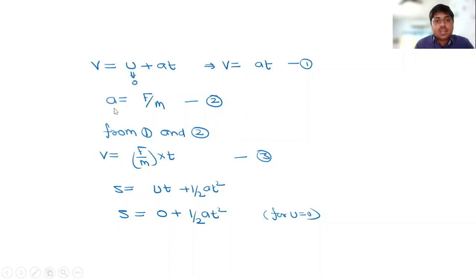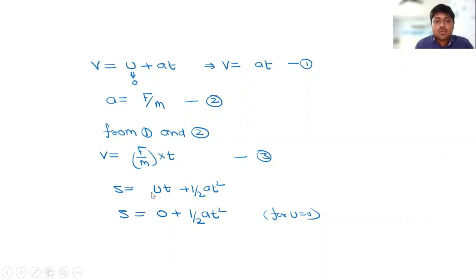For this, we can write a in terms of force and mass using this relation. This is the second law of Newton. If we write acceleration in this form, then we can write velocity is equal to force by mass into time. Again, we have to write this time in terms of the known parameters. For this, we can use this relation, that is s, or displacement, equal to ut plus half at square.